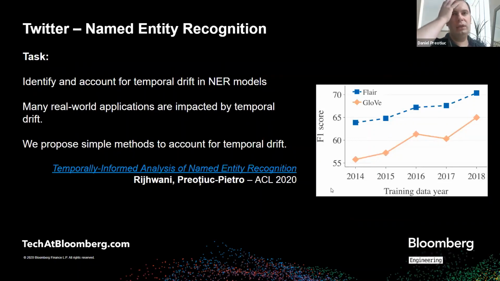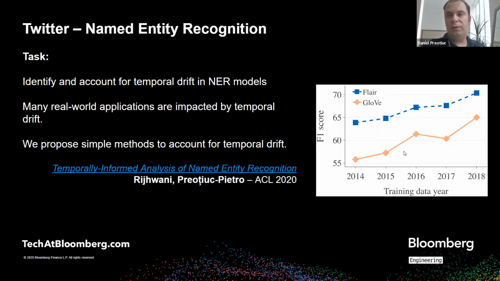Another thing we looked at, published at ACL this year, was identifying and accounting for temporal drift in NER models. Normally we train the model, deploy it, and start using it in production, but the distribution of the data changes. So maybe you train something, and after 3 years you will probably figure out it's not doing that well, because the language has changed and the entities being mentioned have changed. This is one of many examples, because probably many real-world applications will be impacted by this temporal drift.